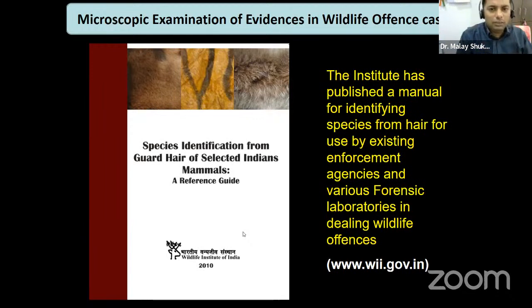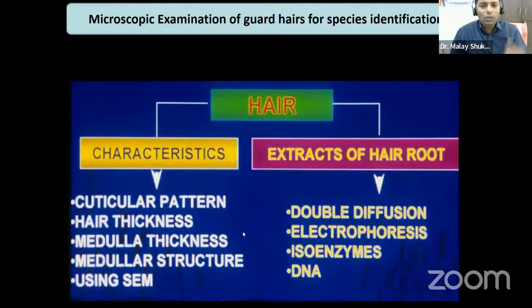various items, maybe paintbrush, maybe the skins that have been seized, or maybe any other wildlife article made in finished form or maybe in a raw form. So there are 53 mammalian species for which the characteristics have been defined in this manual. You can get it online. If at all it is not available, if you are not able to find it, I'll be happy to share this manual as well. What is there in this manual?